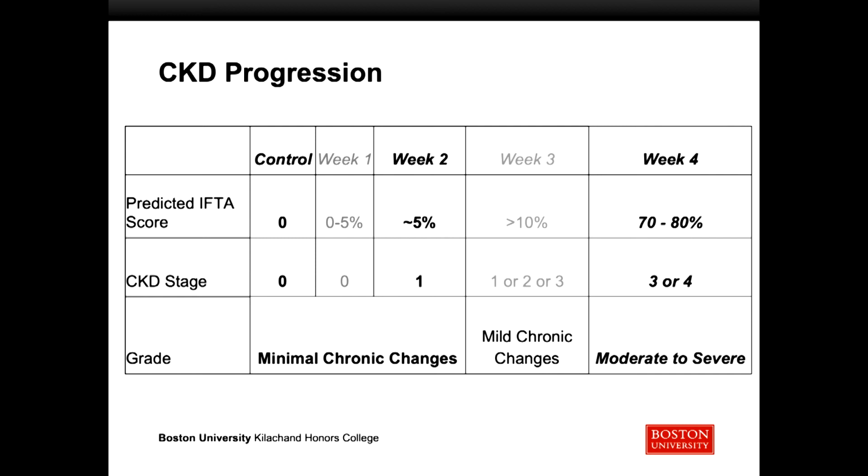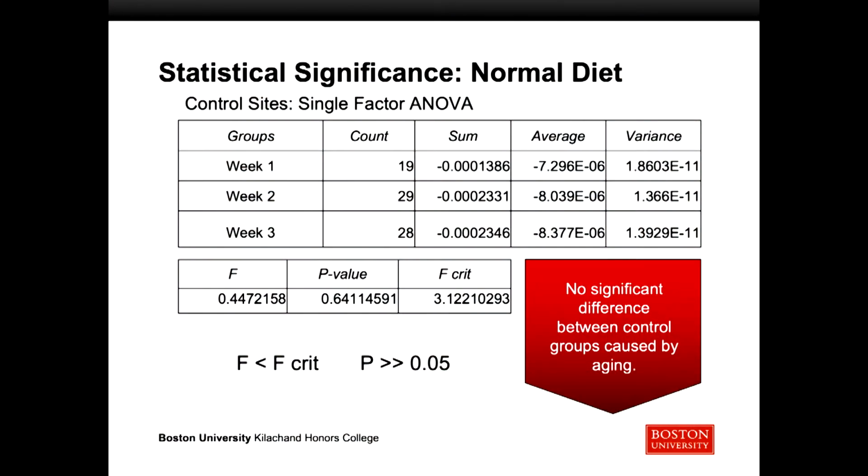To confirm that the observed changes in the light spectra among our experimental groups were not due to the natural aging process of these rats over the course of 4 weeks, we performed a single-factor ANOVA statistical significance test on the slope biomarker from the first 3 weeks of the control group.